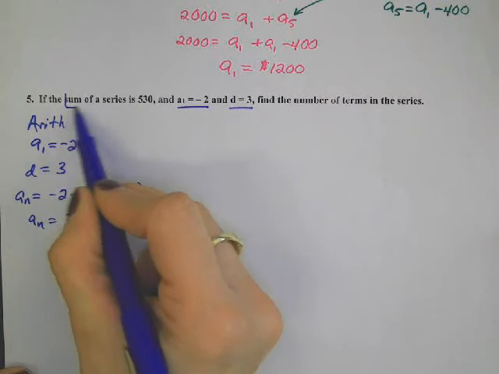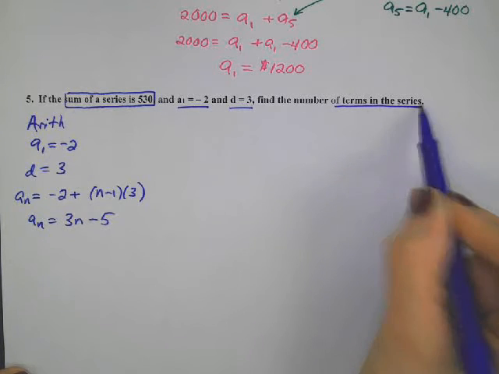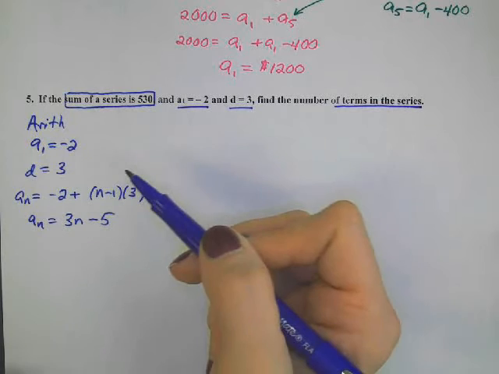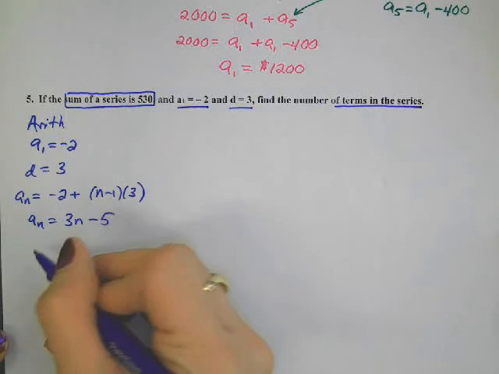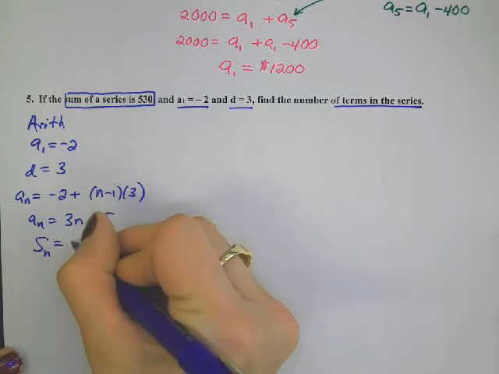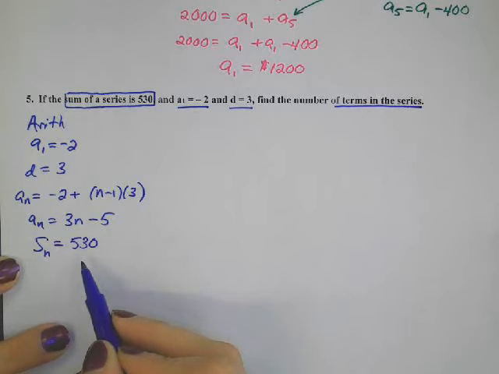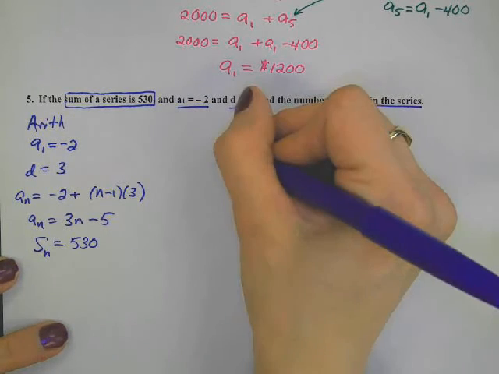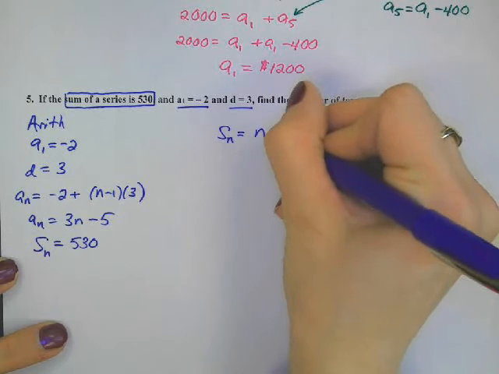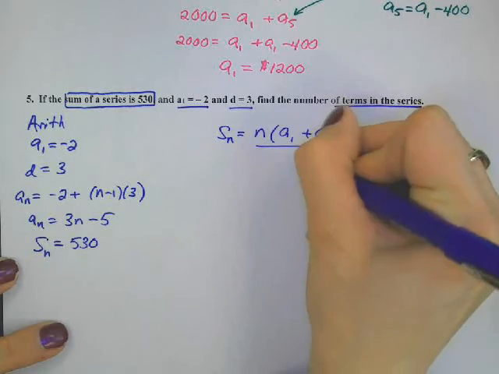The other thing they say here is the sum of a series is 530. Okay, find the number of terms. That means this sum is finite. We cannot add an infinite sum, but I still don't know how many terms. So the sum of n terms, which I don't know, is 530. I'm thinking maybe I should write a sum formula, see where that takes me. Arithmetically speaking, S sub n is n times a sub 1 plus a sub n all over 2.